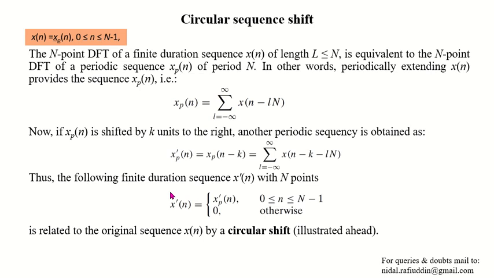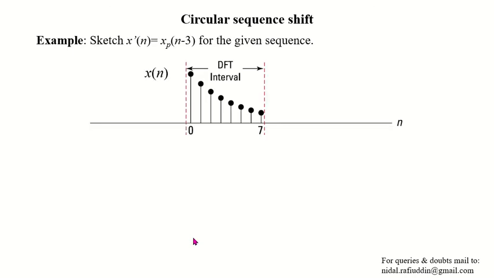So this particular term that we have defined as x dash n is related to the original sequence xn by a property called circular shift, illustrated ahead. This will be clear from the example now shown. Suppose that we are required to sketch x dash n, which is given by the signal xp n minus 3 for the given sequence.